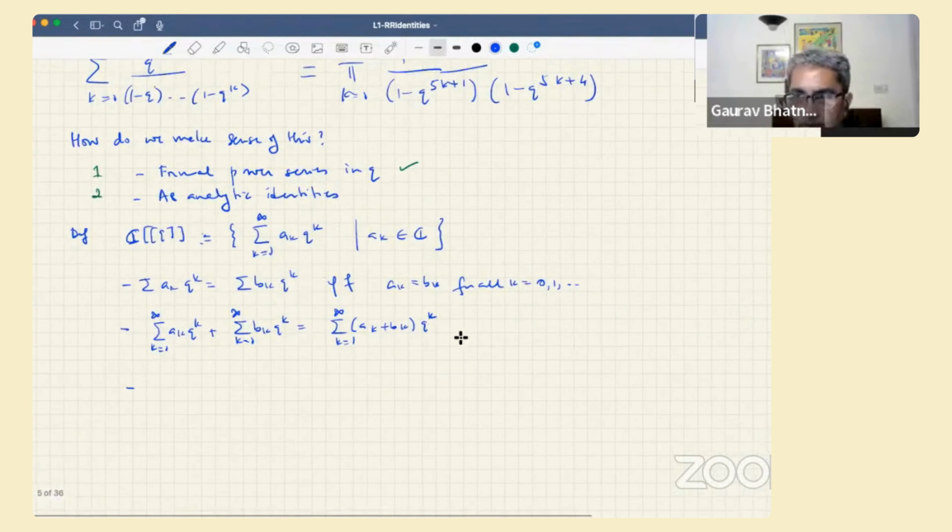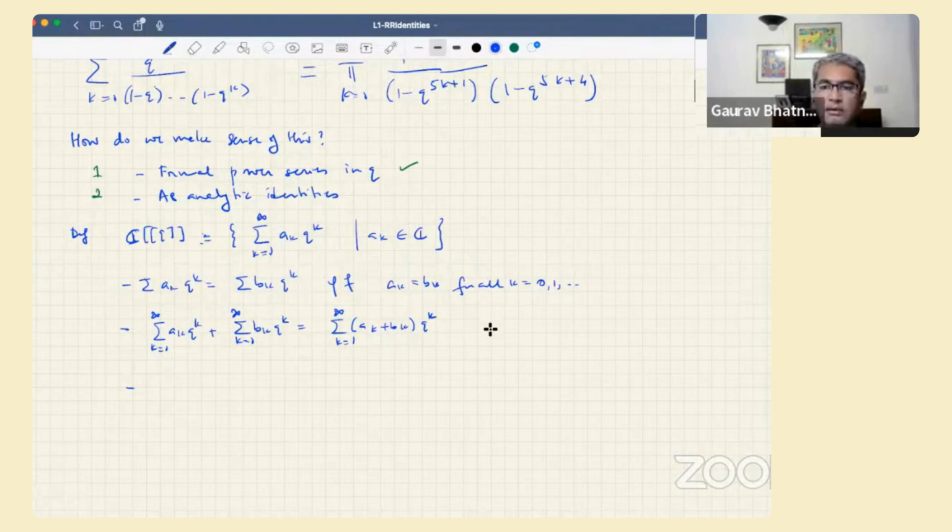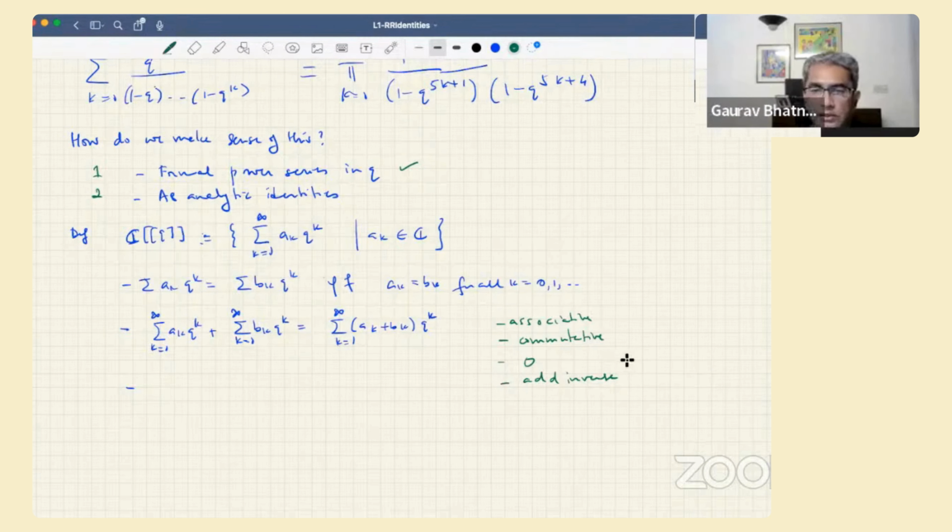So the usual properties of sums hold. It's associative, it's commutative, etc. There's a zero, and there are additive inverses. So zero is just 0 plus 0q plus 0 times q squared, etc.